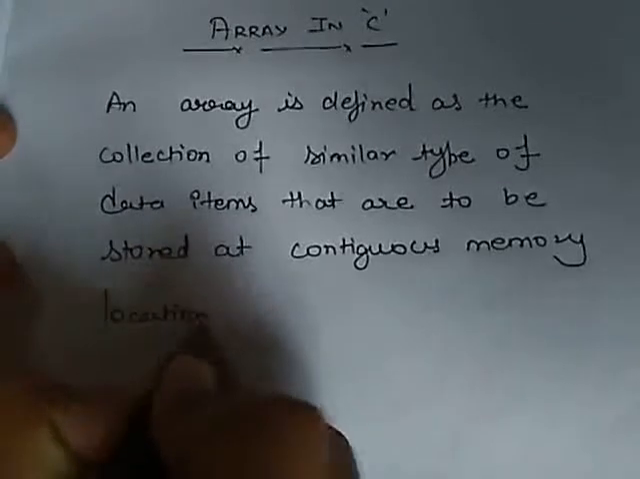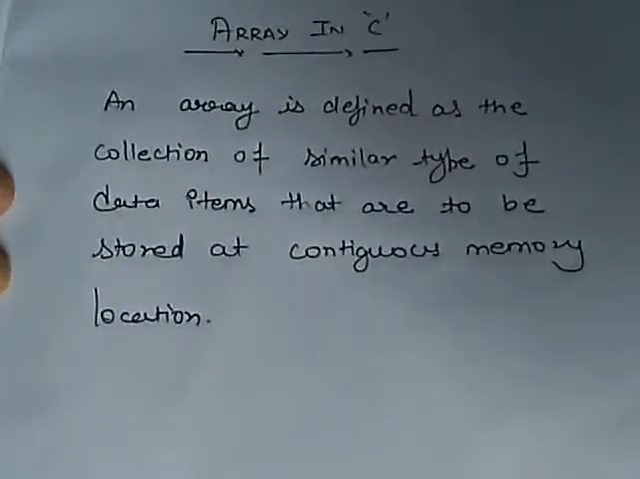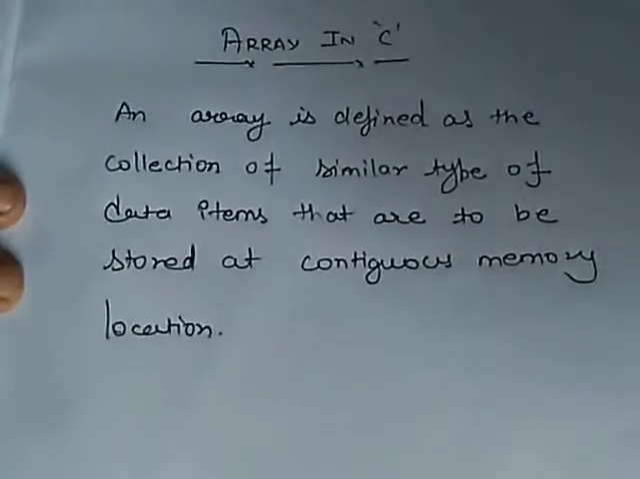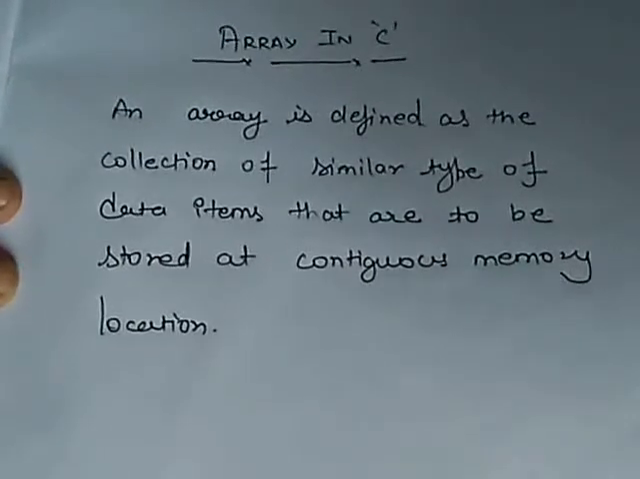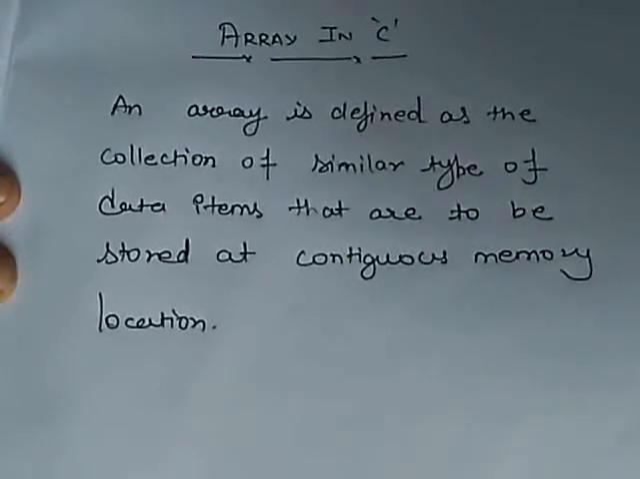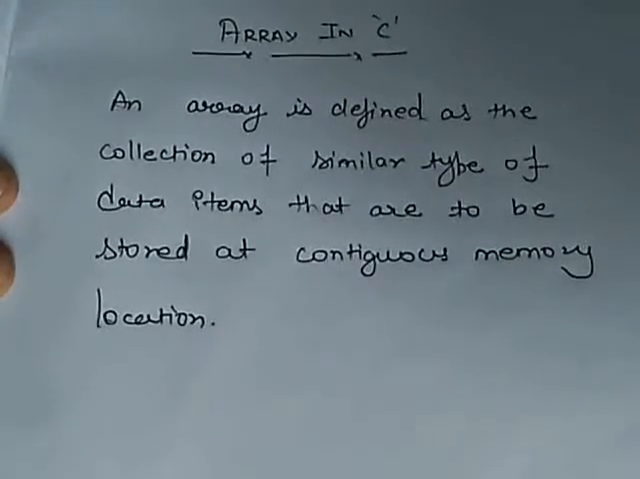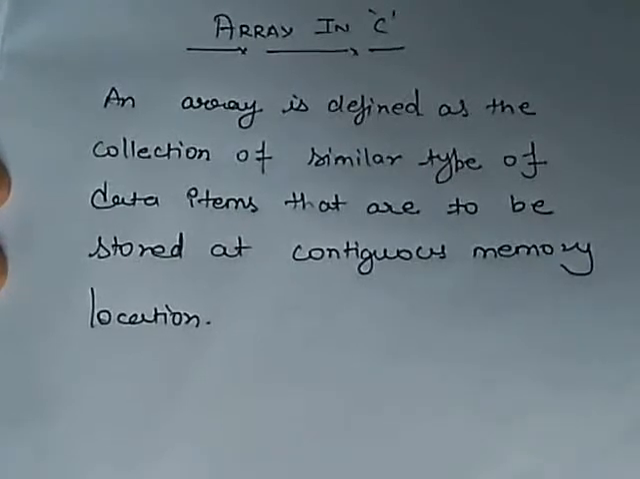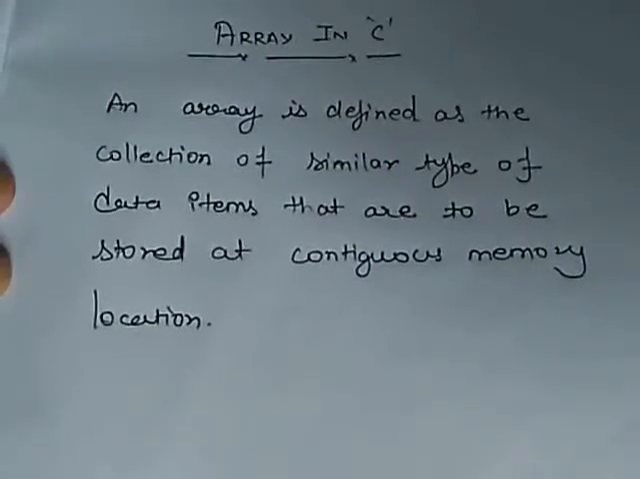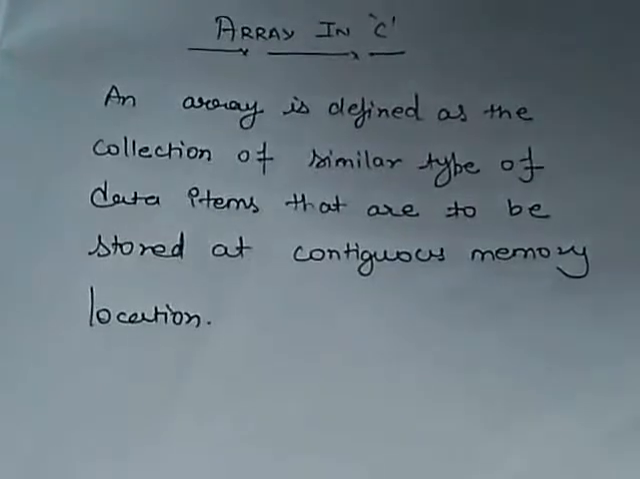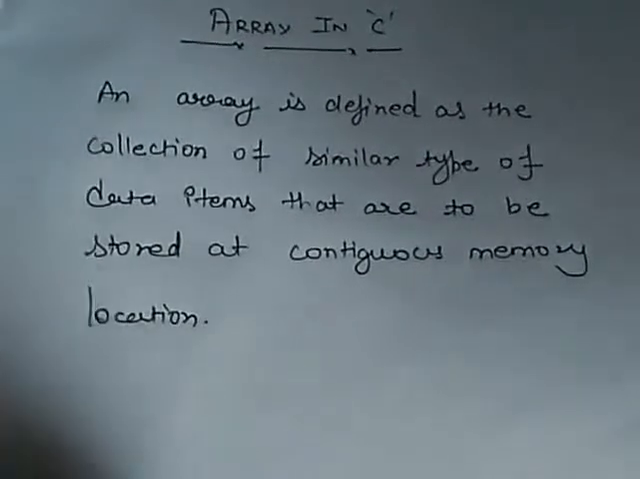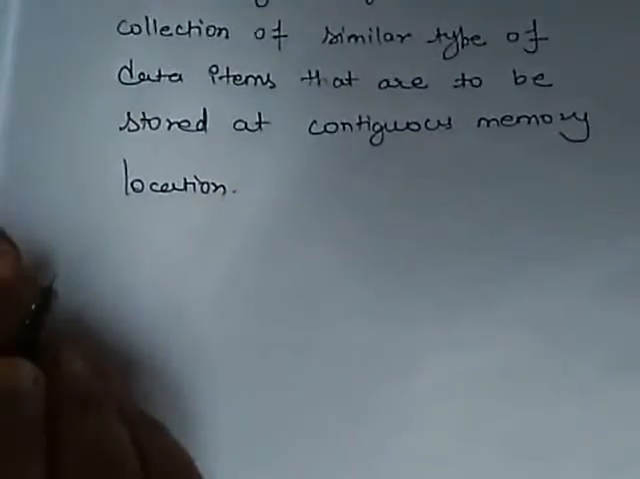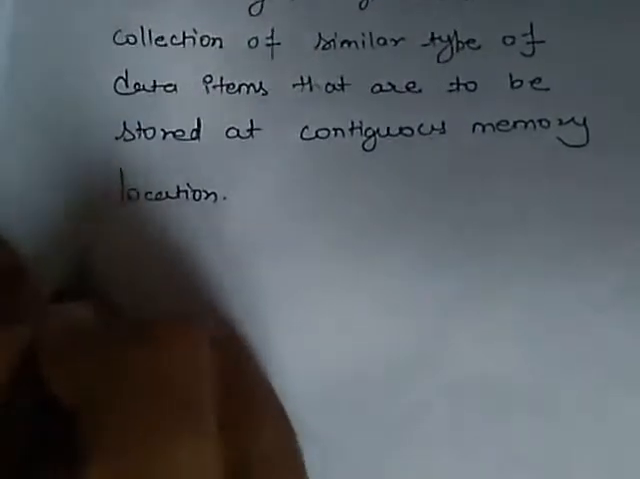So we can say that when we want to store the same type of element, for example marks of students, names of students, so these are similar types, so we can store these elements in an array and the elements are stored at contiguous memory location. Now let us summarize the important points about the array.